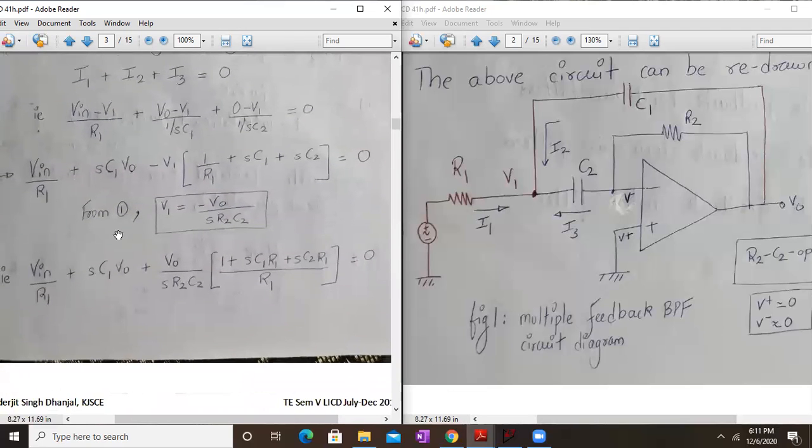So we substitute that over here. Wherever there is a V1, we substitute it as minus V0 SR2 C2. So this expression becomes V1 upon R1 plus SC1 into VO plus V0 upon SR2 C2 into 1 plus R1 C1 plus SR2 R1 C2 R1, the whole divided by R1 is equal to 0.